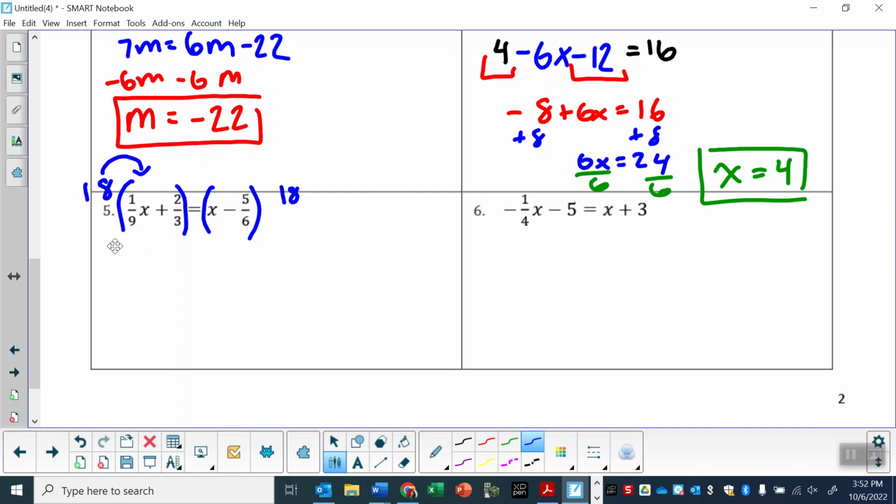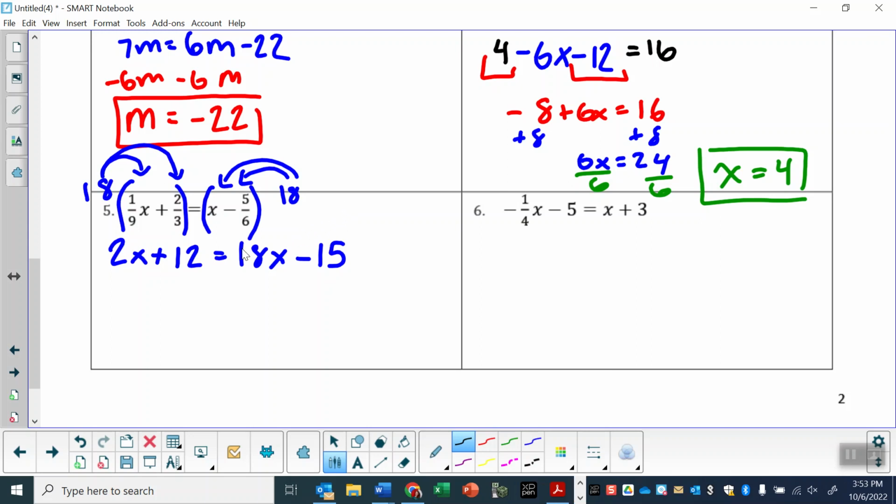18 times 1/9 x is 2x. 18 times 2/3 is 18 times 2 divided by 3, which is 12, equals 18 times x. And 18 times 5 divided by 6 is 15. So just by knowing how to clear the denominators, multiplying by the least common multiple of 3, 6, and 9, you can get rid of all of your fractions.